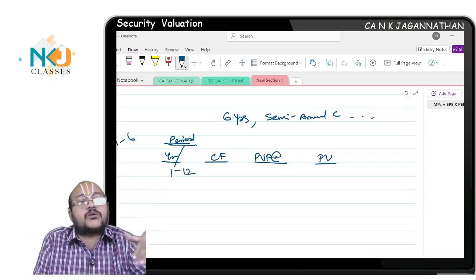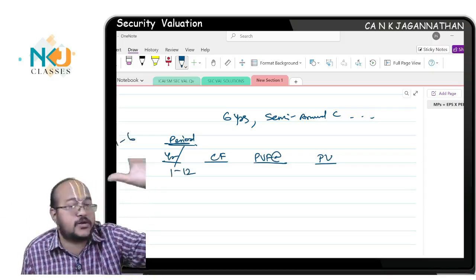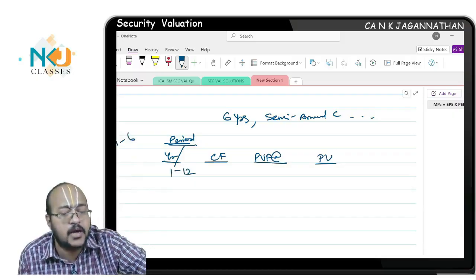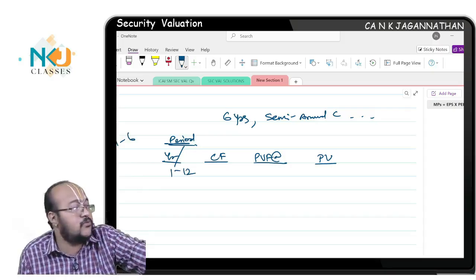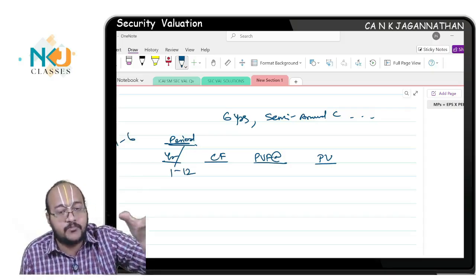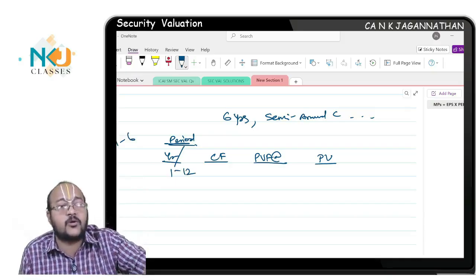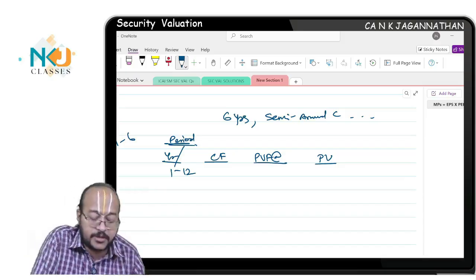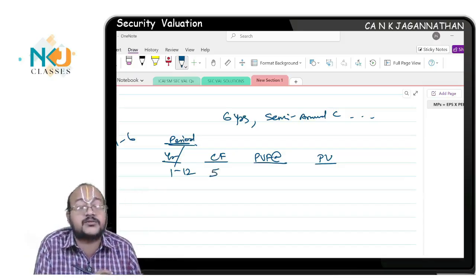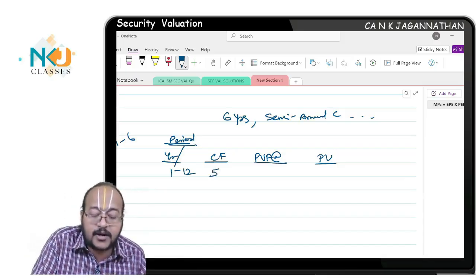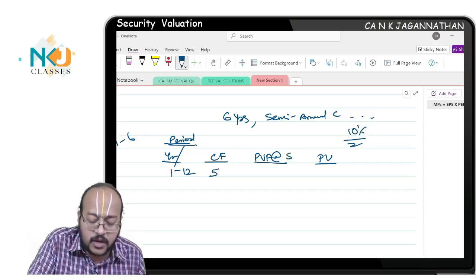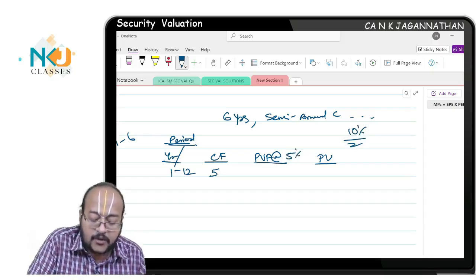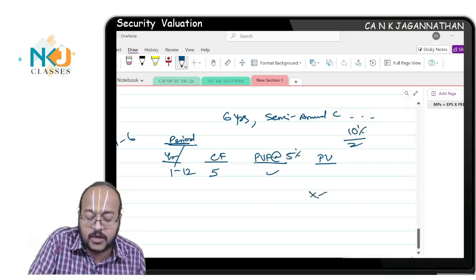Instead of annual cash flows, you will consider the half-year cash flows. Coupon is paid every half year. How to do it? Face value multiplied by coupon rate gives the annual interest, and that divided by 2. If 10% is the coupon and 100 the face value, 10 rupees is the annual interest, so 5 rupees will be the half-yearly interest. Take that as the cash flow. For the present value factor, suppose 10% is the YTM, divide it by 2. At 5% you discount, find the present value factor, and find the total of the PV.